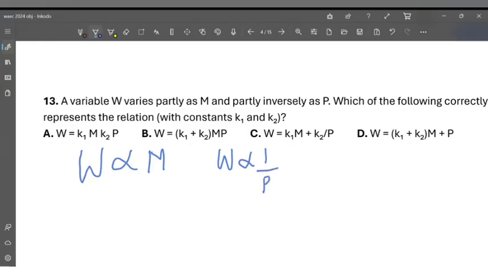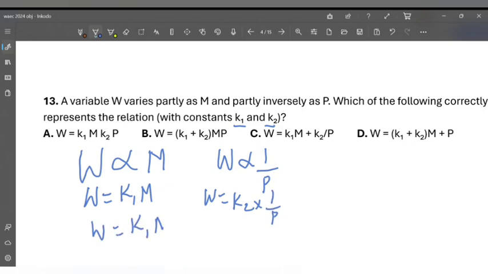So which of the following represents the relation? Now that I've gotten the signs, all I need to do is to introduce my constants k1 and k2. So for the first part, I'm going to introduce k1. So I'm going to have w is equal to k1 times m. All right. And then for the second one, I'm going to have w is equal to k2 times 1 over p. All right. So I have w equals k1m, and also w is equal to k2 over p.